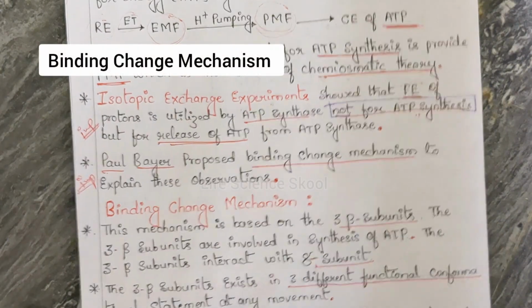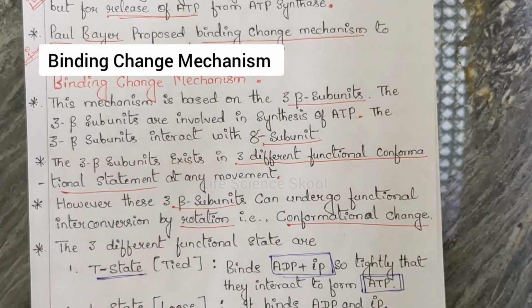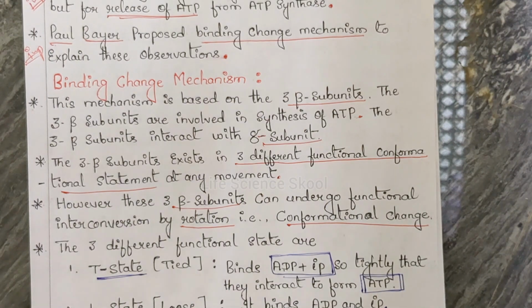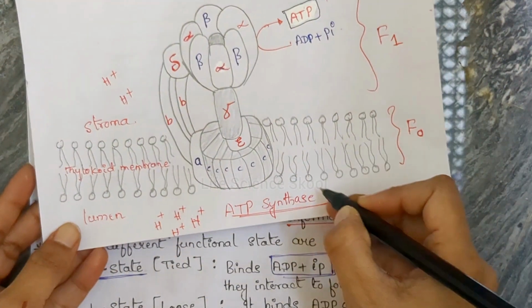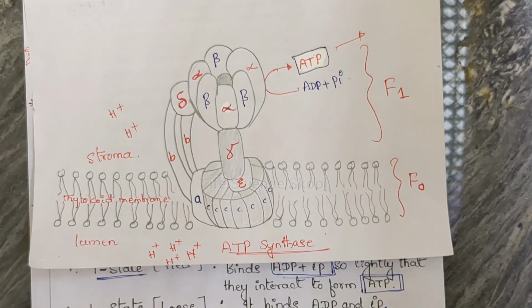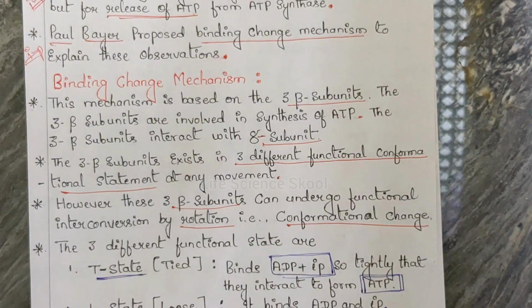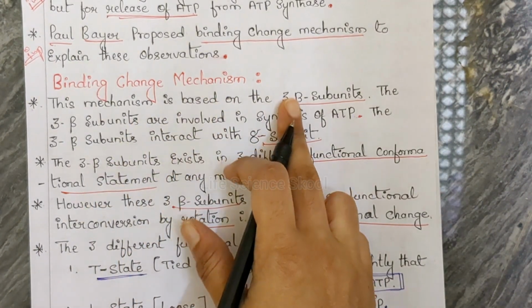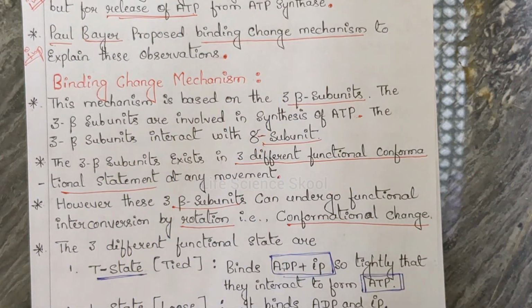Okay, now we will learn the binding change mechanism, which explains the working mechanism of ATP synthase. In the previous video we studied the structure of ATP synthase, which synthesizes ATP. Now we will see the mechanism, how it synthesizes ATP, that is through the binding change mechanism. Okay, so now let's begin with this concept.